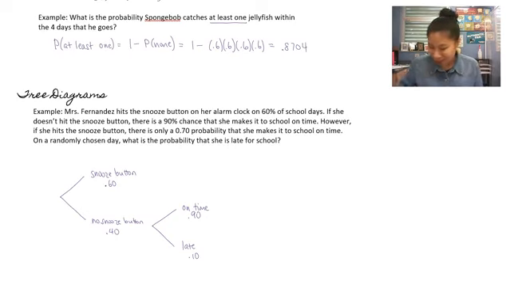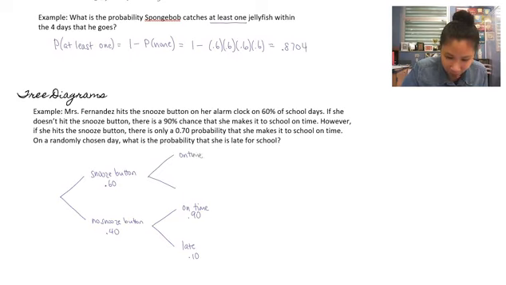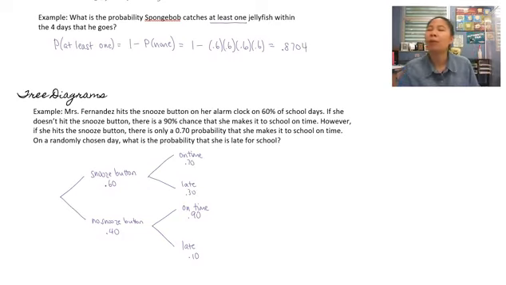Anyways, so continuing on, then the next part of the question says, if she hits the snooze button, there is a 0.70 probability that she makes it to school on time. So if I hit the snooze button, then I'm either going to be on time or I'm going to be late. And on time probability was 0.70, which means 0.30 probability of being late.